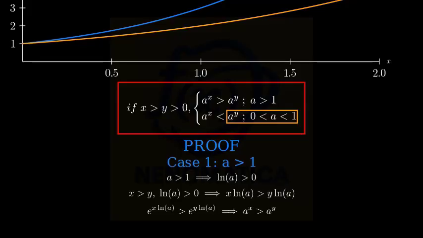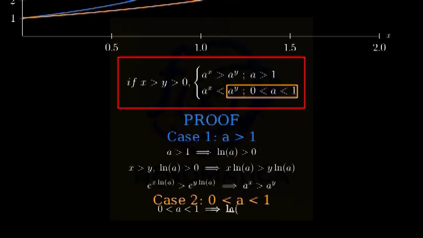Case 2, when a is between 0 and 1. If a is between 0 and 1, then the natural log of a is negative. Since x is greater than y, and the natural log of a is negative, we have x times the natural log of a is less than y times the natural log of a. Taking the exponential of both sides, we get a to the power of x is less than a to the power of y, which proves the second case. This completes our proof of the second theorem.